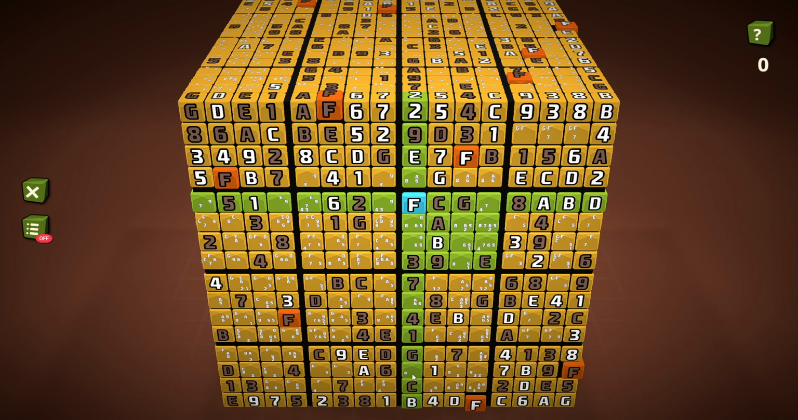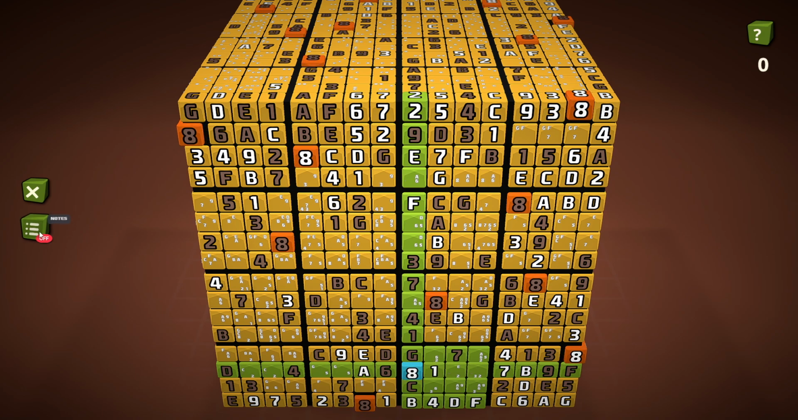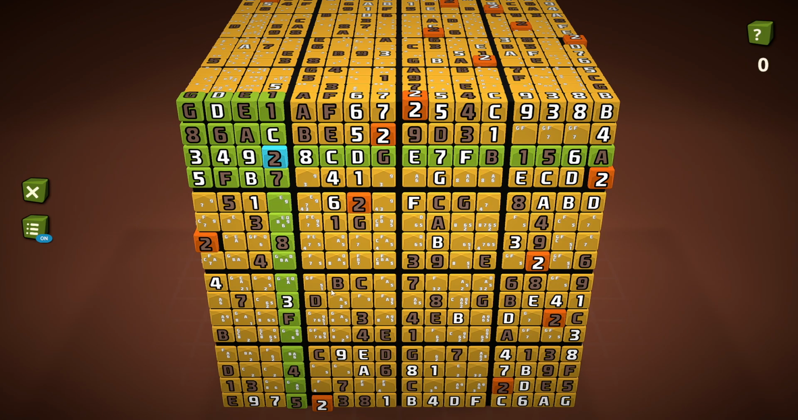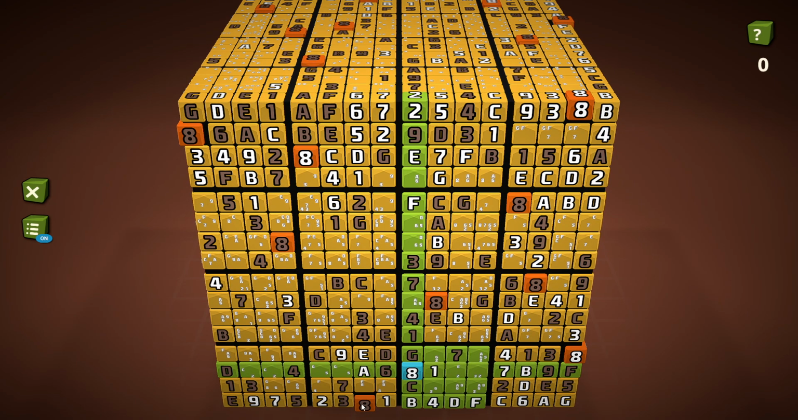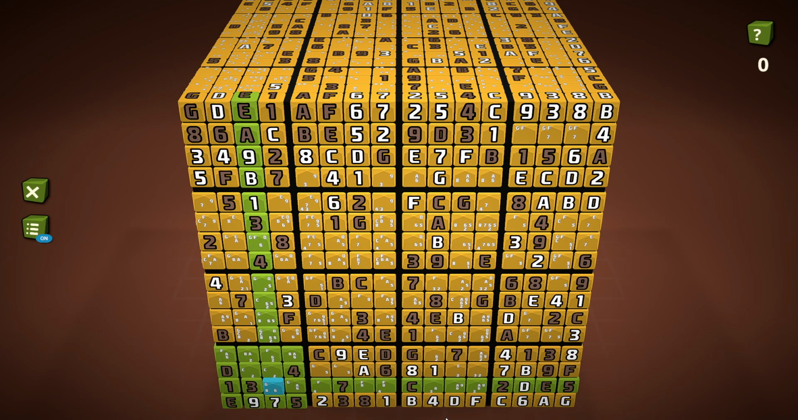Looks like this has to be an 8 down here. Which means in the left square, there's only one spot that can be an 8. The left square? Directly above the 7 in the bottom row.